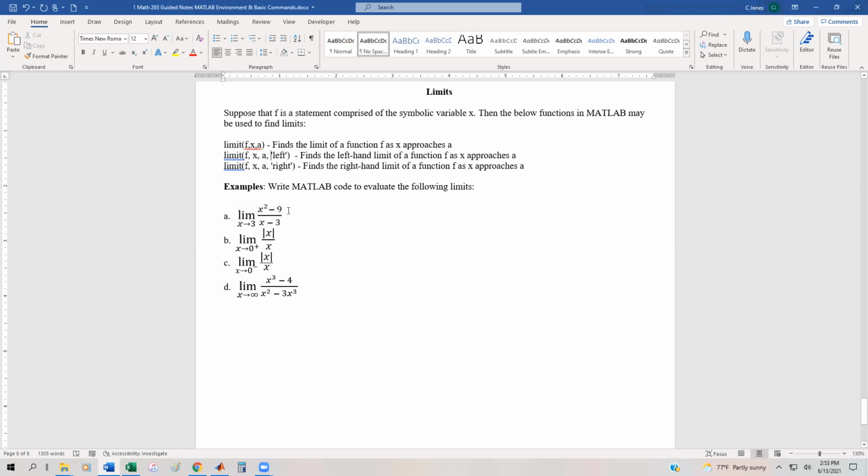So let's take a look at a really simplistic example: x squared minus 9 over x minus 3 as x approaches 3. This one we could just factor, right? If we do a difference of squares, we get x plus 3 times x minus 3. The x minus 3s cancel, we're left with x plus 3, substitute the 3 in, and 3 plus 3 is 6. So this one we could probably just do in our heads really easily. Let's use MATLAB to verify that.